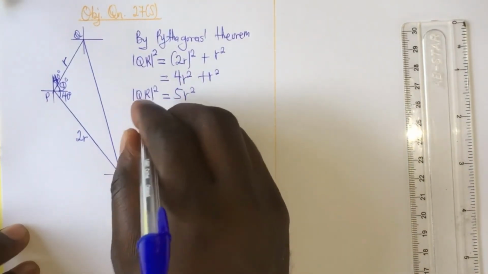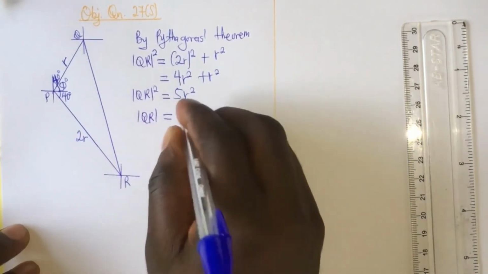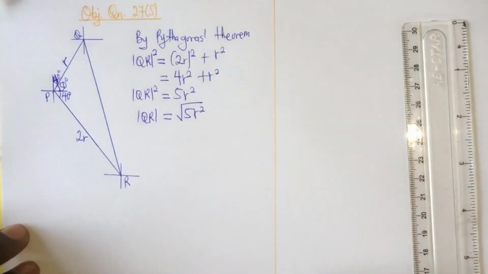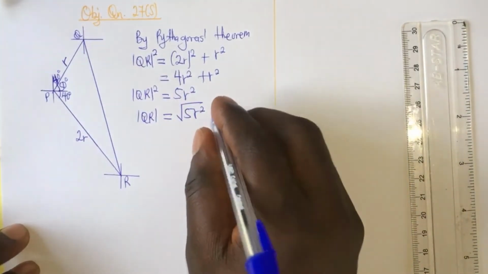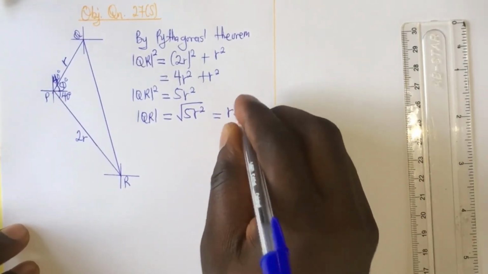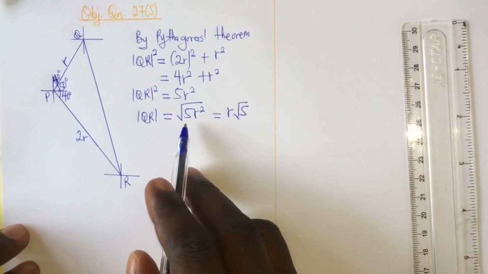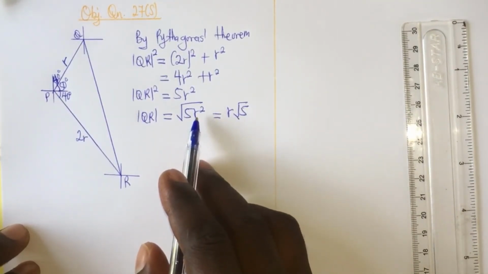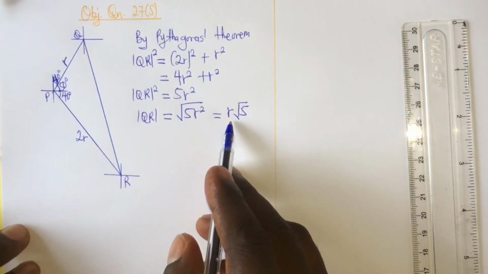So to find QR, we take the square root of 5R squared, and that one will be R root 5, because the square root of 5 is square root of 5, and the square root of R squared is R. So our answer is R root 5.